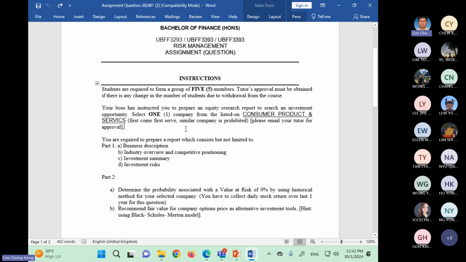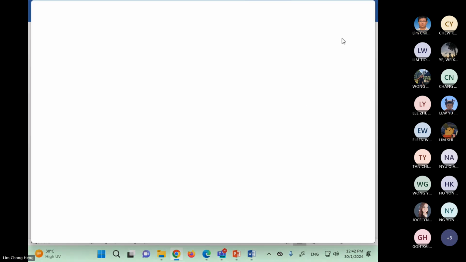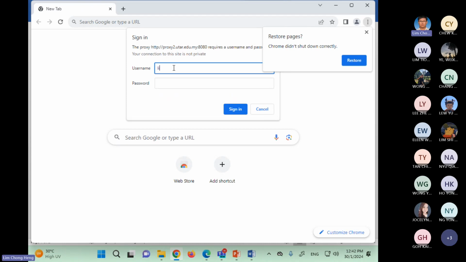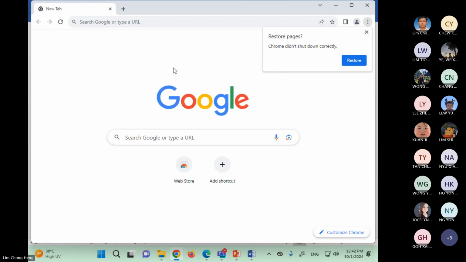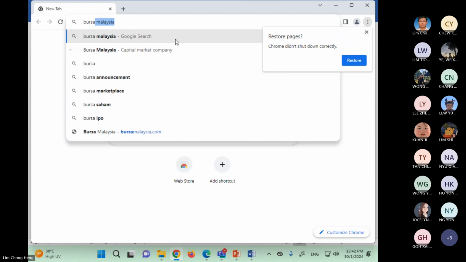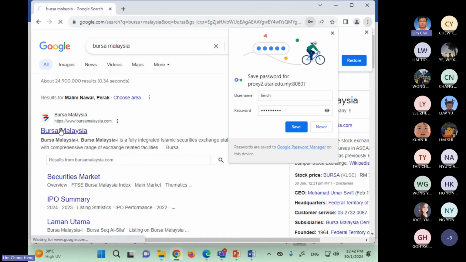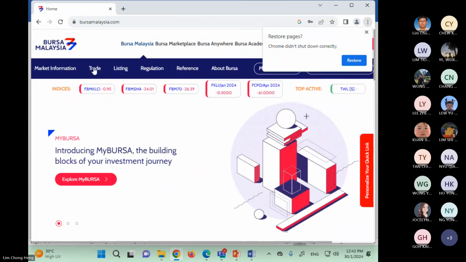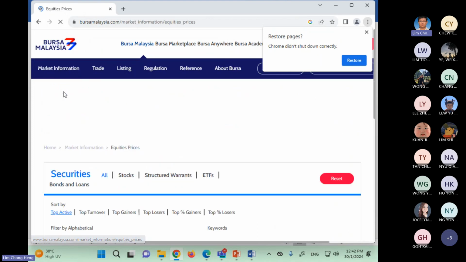For your assignment, you need to ensure the company you select has at least one call option, put option, or warrants. So how to check? Go to Bursa Malaysia, and then market information, equity price.